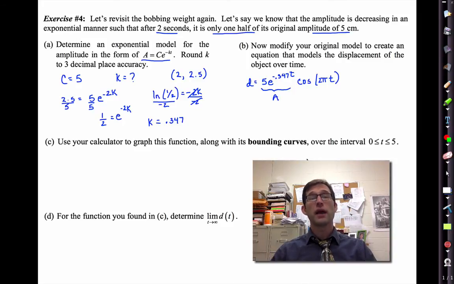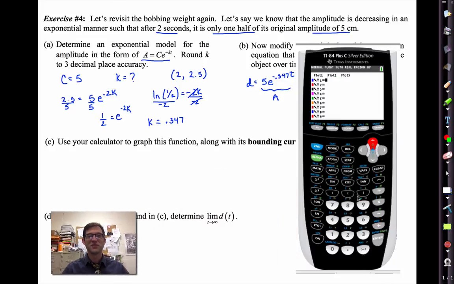Yet again, we want to use our calculator to see how good this is, and we want to go back to that original window of 0 to 5. So take your calculator. This is going to be a little bit tricky. Put this function in, go back to your original window of 0 to 5 and take a look at what it looks like, and then we'll take a look at the computer's calculator.